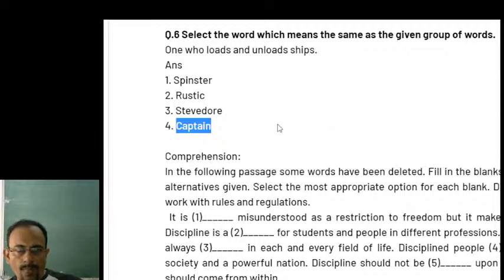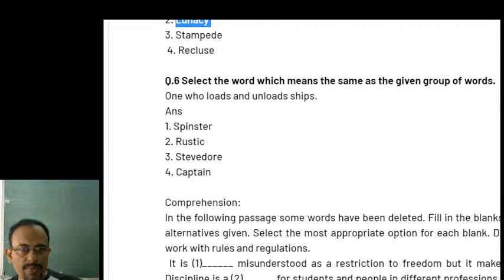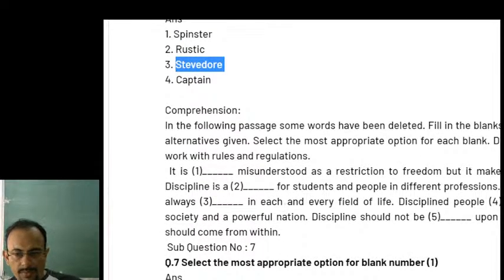So we have learned so many words today, like scapegoat, recluse, lunacy, spinster, stevedore. And many more we are going to learn.